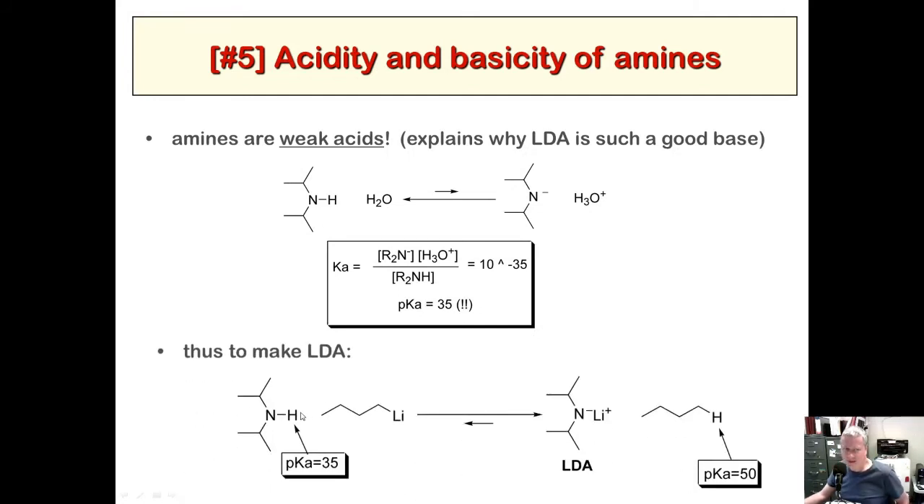So how do we make LDA, which is essentially this top thing? You just use butyl lithium and rip off the proton very easily. And then that makes butane, which has a pKa of 50. It's very easy to go towards the larger pKa value, right? So this is a very favorable reaction to make LDA. And then you have a super strong base for deprotonating ketones and things like that.